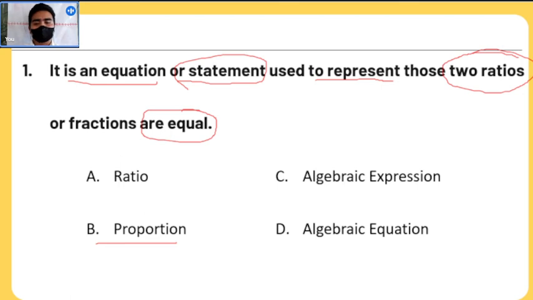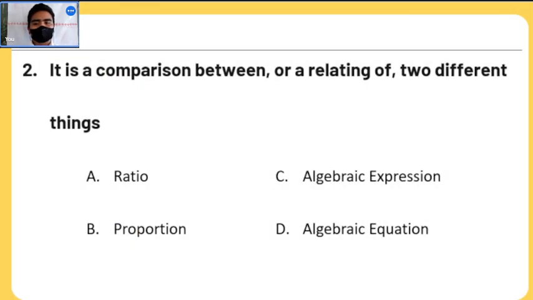Number 2. It is a comparison between or relating of two different things. A, ratio. B, proportion. C, algebraic expression. D, algebraic equation. Correct. The right answer is letter A.